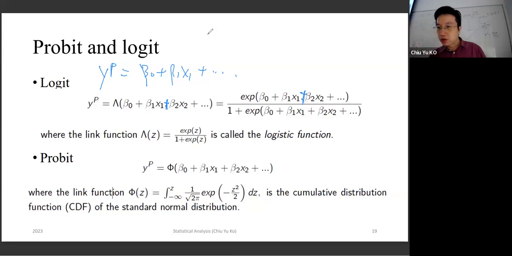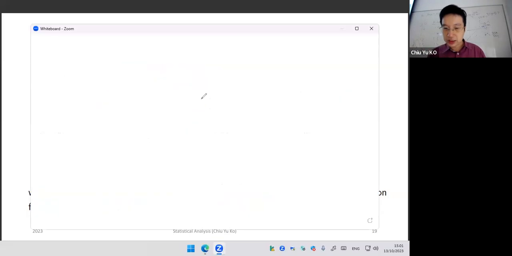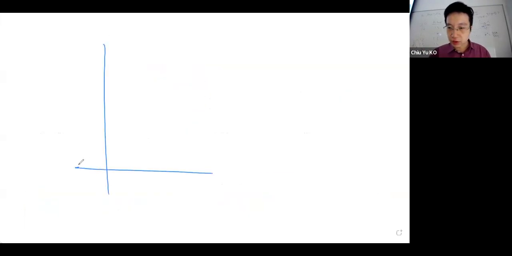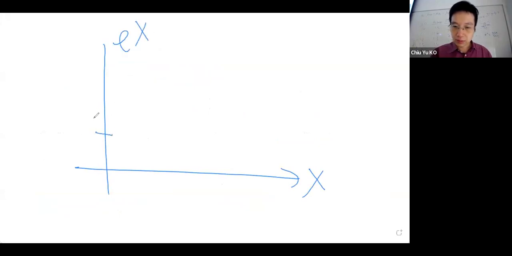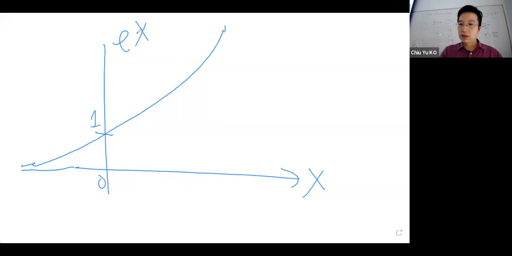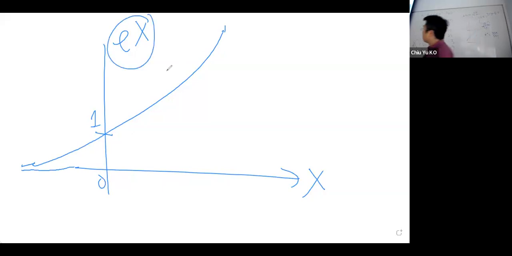Just to remind you what this is: for many of you, you will know what I mean, but e to the x looks like this. If you remember the math, for the function e to the x, when x is very large, it's positive. When x is 0, it's 1, and when x is negative, it approaches 0. So regardless of the input, the output goes from 0 to 1. And this is called the logit model.